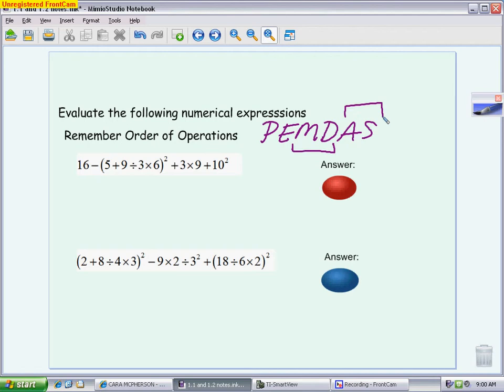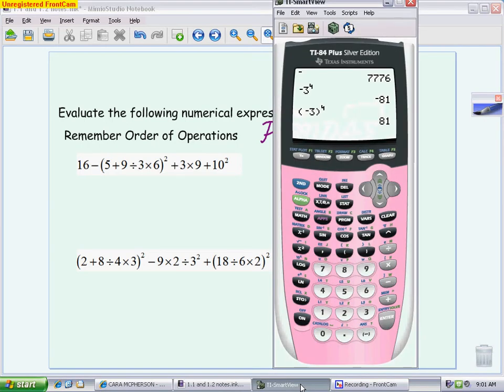Now, when you're doing a problem like the ones that you see here, you have a lot of operations. Following your order of operations, the first thing you notice is parentheses in this one. Then you see some exponents. There's a couple ways to do this problem. You can do it step by step, following your order of operations. You can also do it using your calculator, because your calculator has been programmed to follow the natural order of operations.